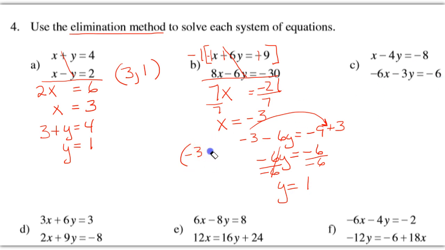I didn't mean to close that parenthesis. Let's see here. So, negative 3, comma 1. And if I were to put these into these original equations, they would make it a true statement. But again, the method I used to solve it was the elimination method, by getting one of the equations to have something that will cancel out with the other. All right, let's clear this up here a little.